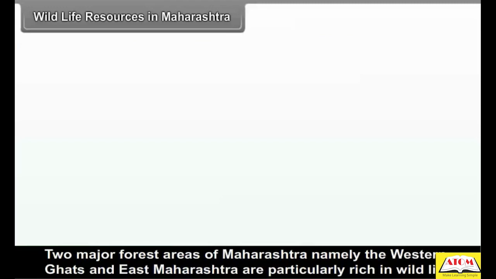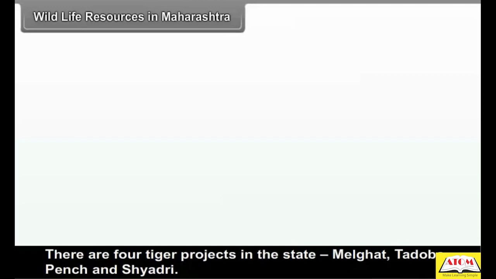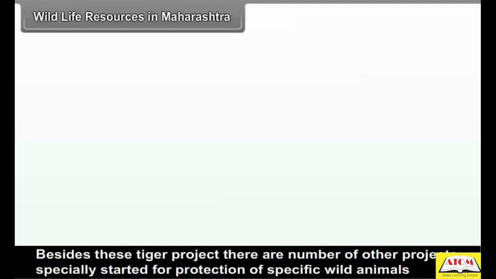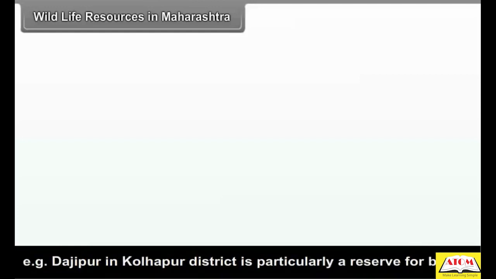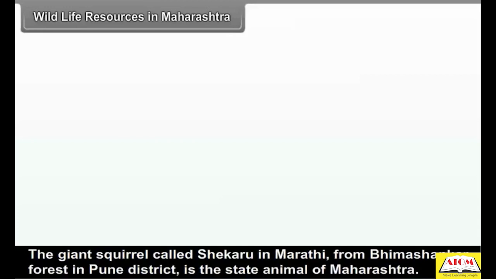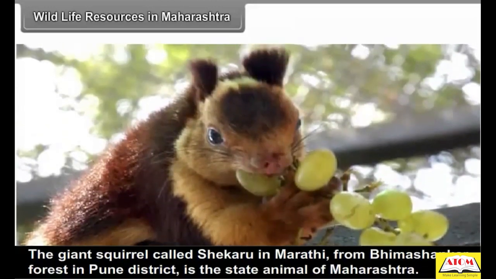Two major forest areas of Maharashtra, namely the Western Ghats and East Maharashtra, are particularly rich in wildlife. There are 4 tiger projects in the state: Melghat, Tadoba, Pench and Sahyadri. Besides these tiger projects, there are a number of other projects specially started for the protection of specific wild animals. For example, Dajipur in Kolhapur district is particularly a reserve for bison. The giant squirrel called Shekru, or Shekaru in Marathi, from Bhimashankar forest in Pune district is the state animal of Maharashtra.